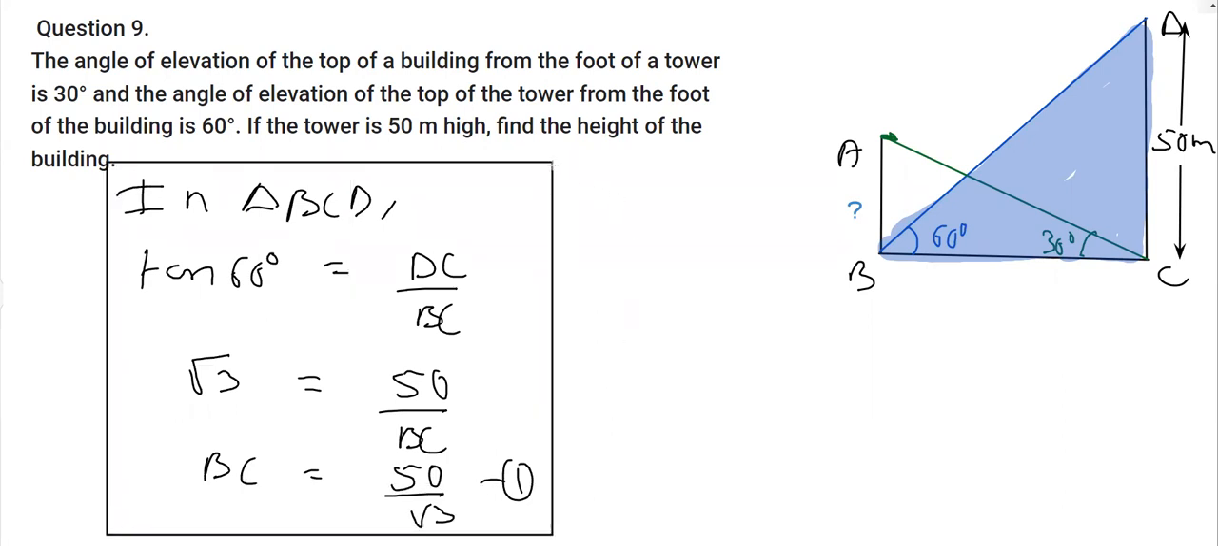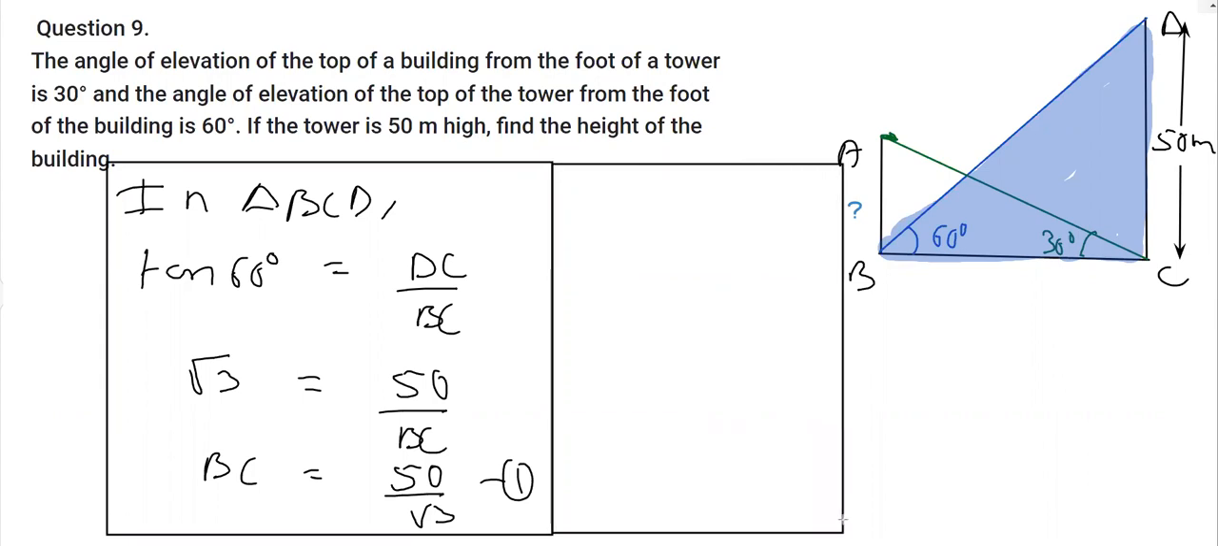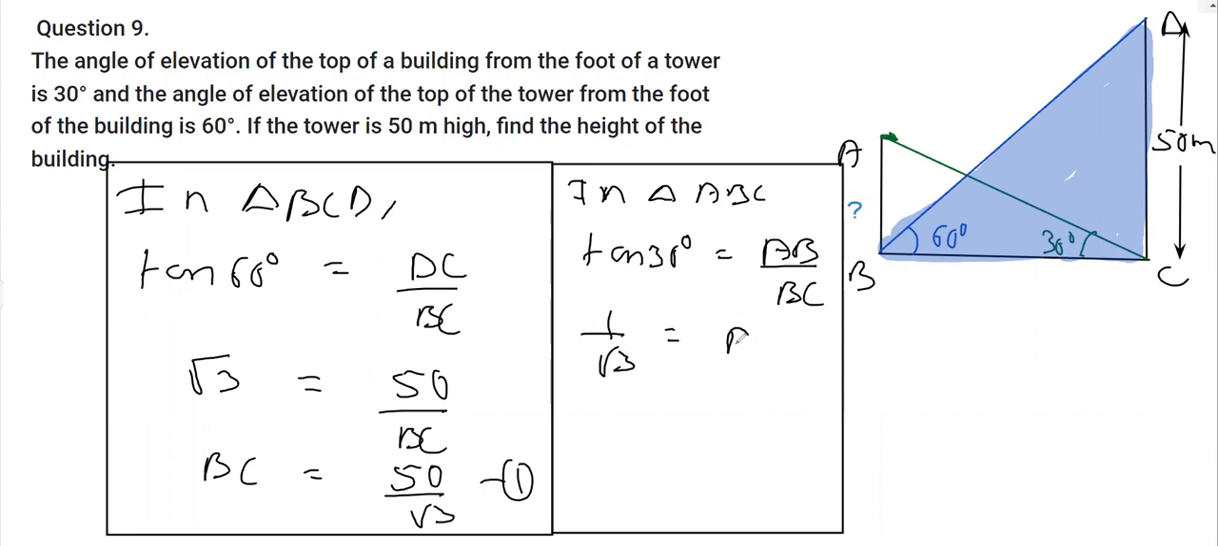Now we will consider another right angle triangle, and this time we'll take triangle ABC. So in triangle ABC, we can use tan 30, which is perpendicular upon base. This time AB is the perpendicular and BC is the base. The value of tan 30 is 1 over √3. AB, which we are required to find out, and the BC, which we have already calculated. The length of BC is this, right? So we may write this as dividing by 50 over √3.